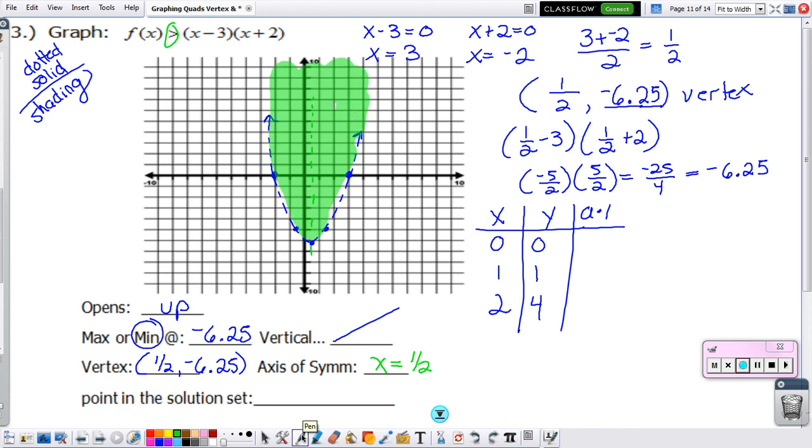So then when it asks for a point in the solution set, it could be any point in the shaded area. Do not use a point that is on the dotted line, because that means it's not part of the solution set. I'm going to pick a nice easy one right there, (0, 0).